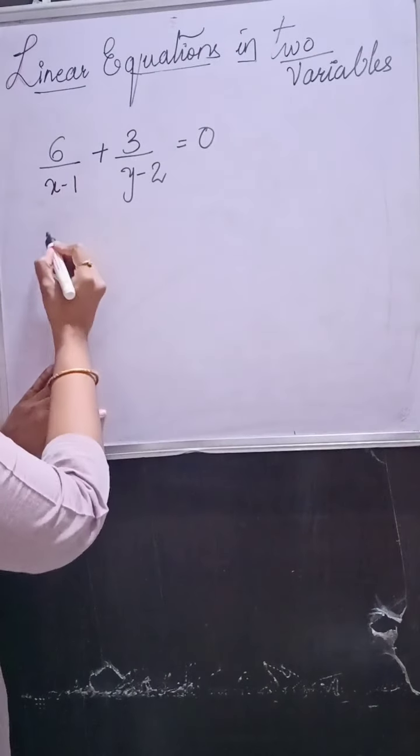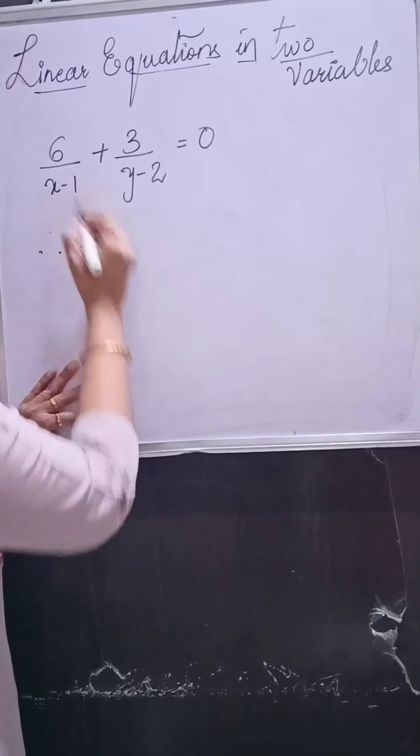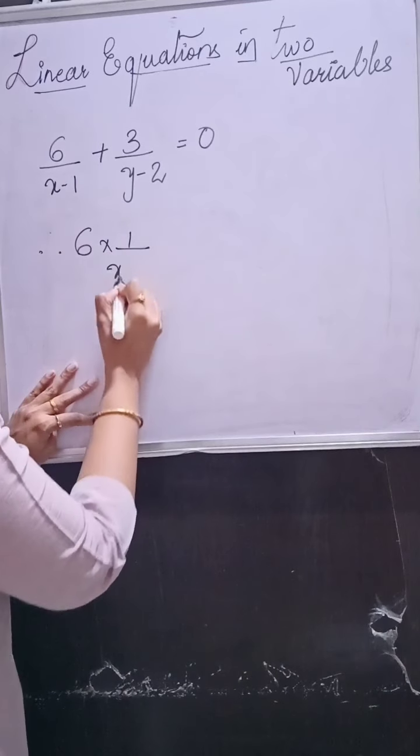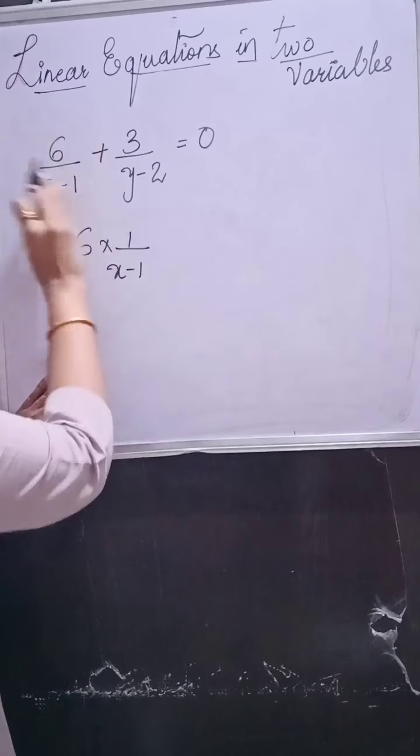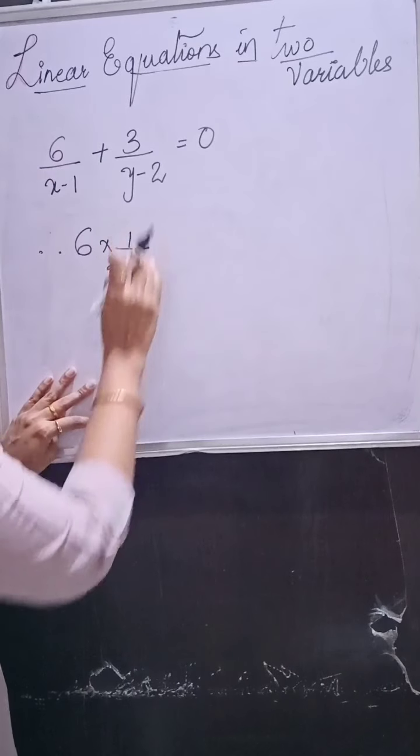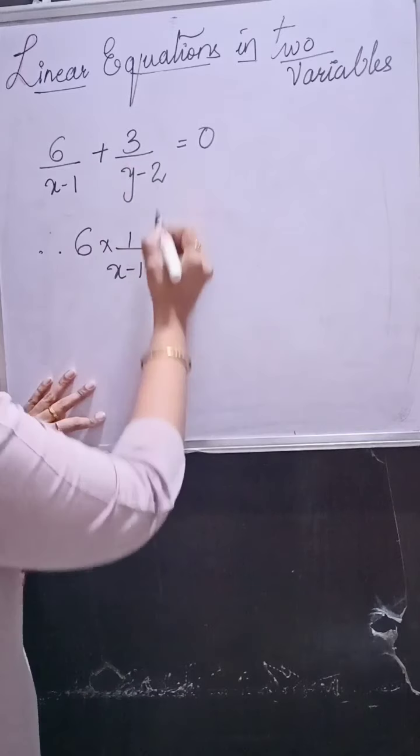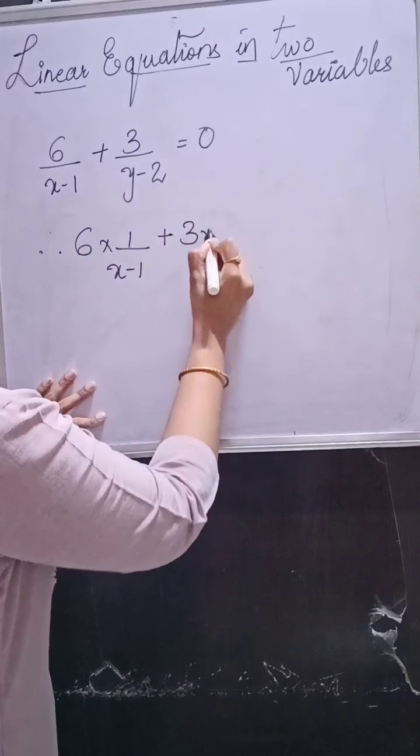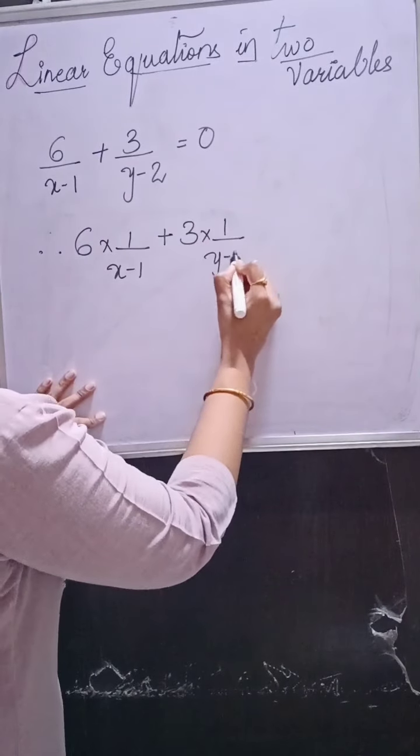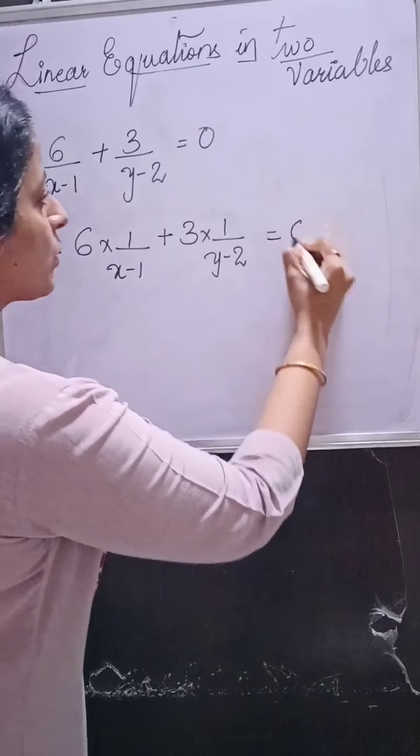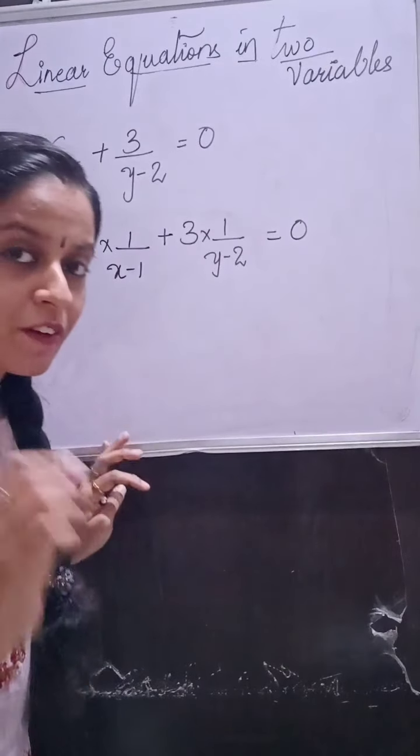You can see here 6 into 1 upon x minus 1. This I can write as 6 into 1 upon x minus 1. This denominator part I just wrote separately, plus 3 into 1 upon y minus 2 is equal to 0. Now what are we going to do?